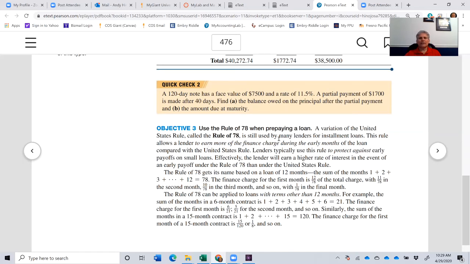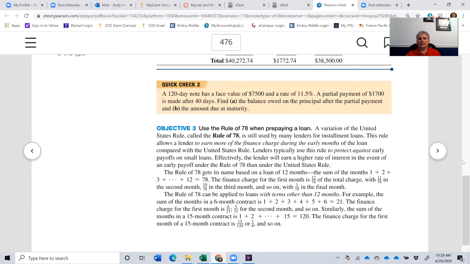There is a rule of 78 when prepaying loans. The variation of the United States rule called the rule of 78 is still used by many lenders for installment loans. This rule allows a lender to earn more of the finance charge during the early months of the loan compared with the United States rule. Lenders typically use this rule to protect against early payoff on small loans. Effectively, the lender will earn a higher rate of interest in the event of an early payoff.